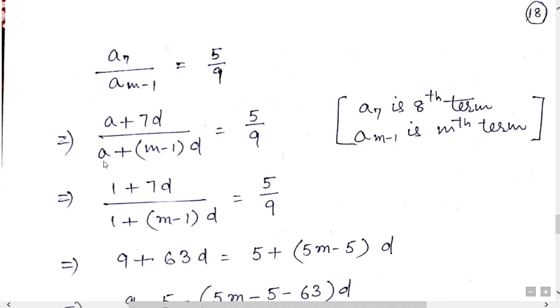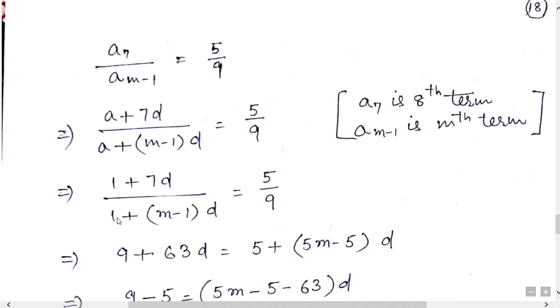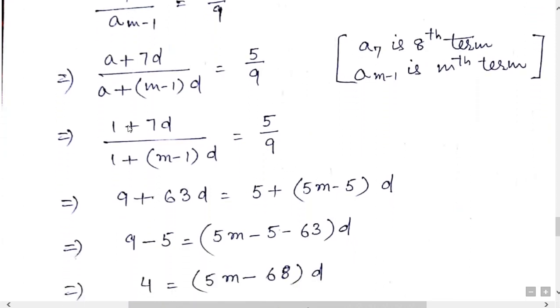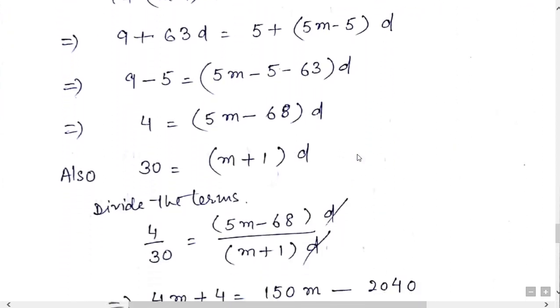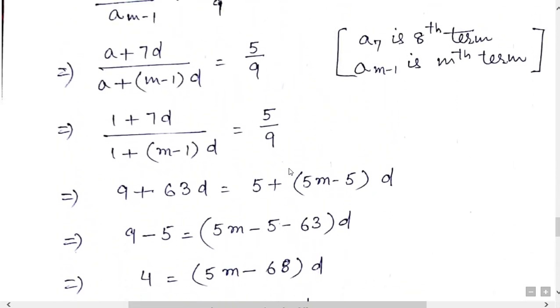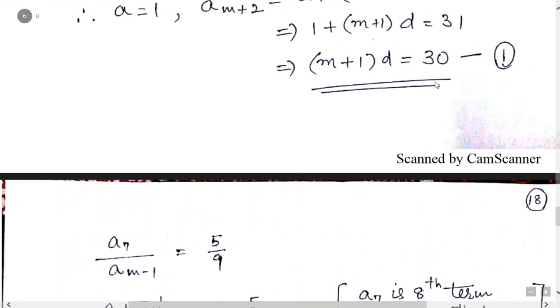A plus 7d and a plus (m minus 1) into d. Then insert the value of a. Then cross multiply. 9 plus 63d and 5 plus (5m minus 5) into d. And you can find that 4 is equal to (5m minus 68) into d. Also 30 is equal to (m plus 1) into d. Now, this statement is from number 1. This one, 30 is equal to (m plus 1) into d.